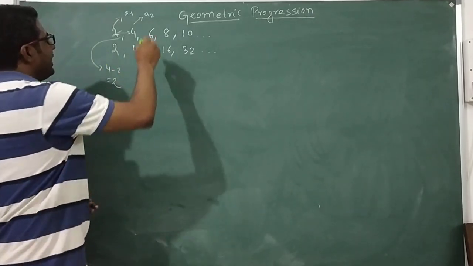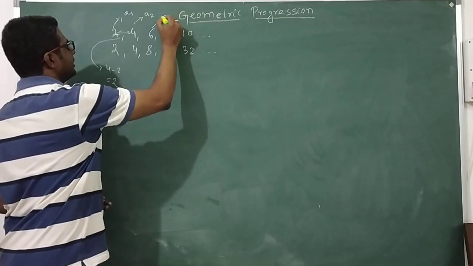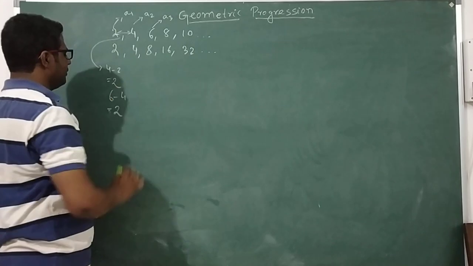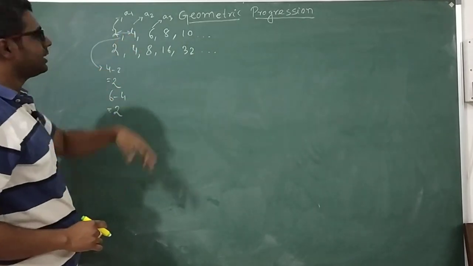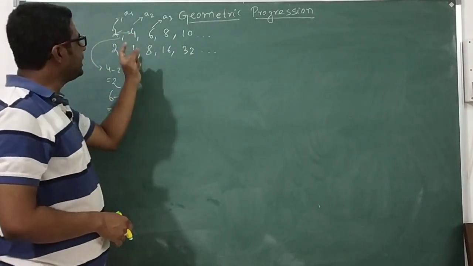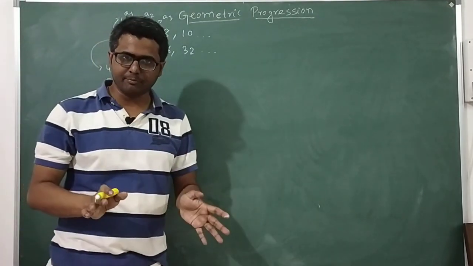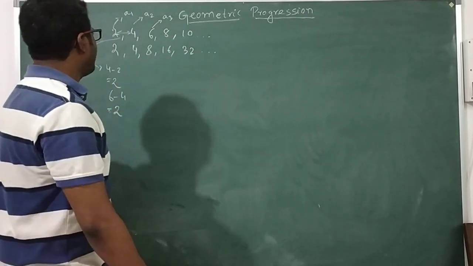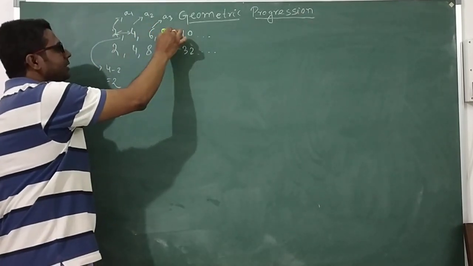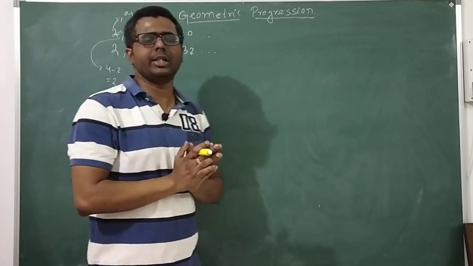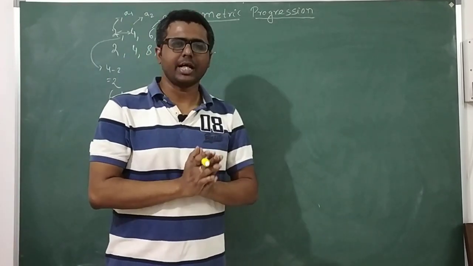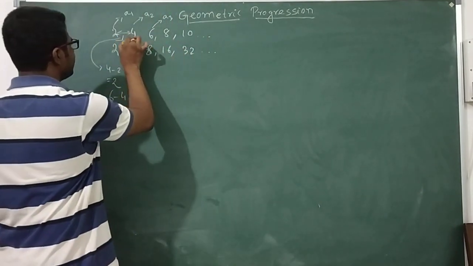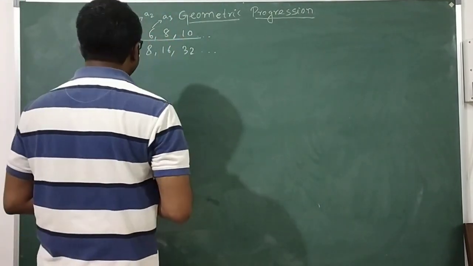Correct? Now next one, this is A3. I will find 6 minus 4 is equal to 2. Again, the difference between each consecutive term is the same. 8 minus 6 is 2, 10 minus 8 is 2. So when the difference between consecutive terms is the same, we call that the common difference, and in that case the series is in AP. So this series is an AP series.